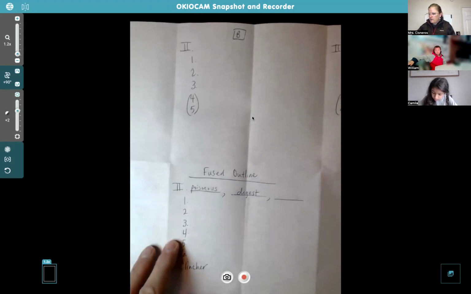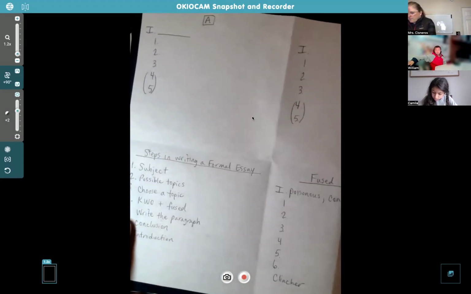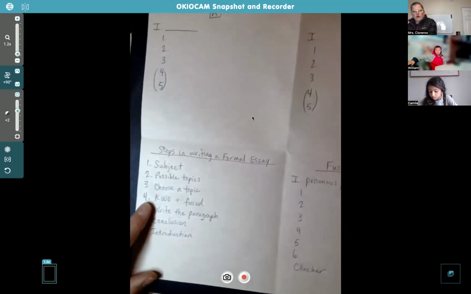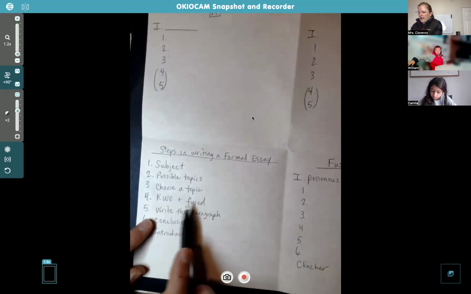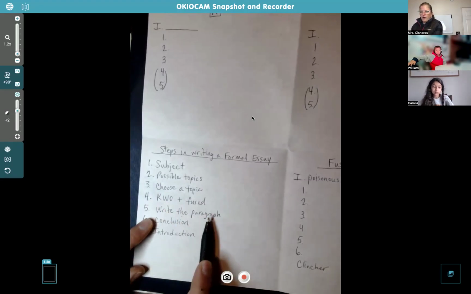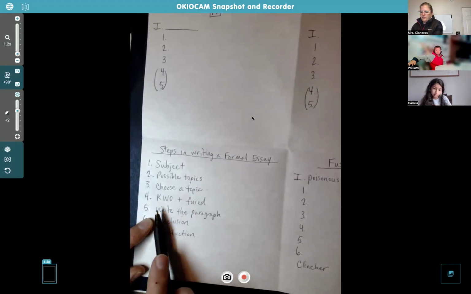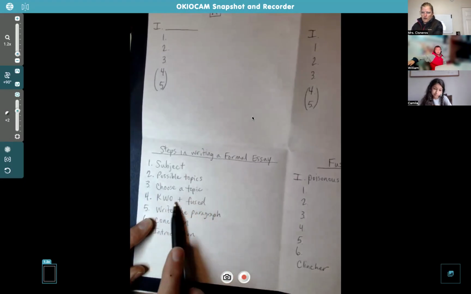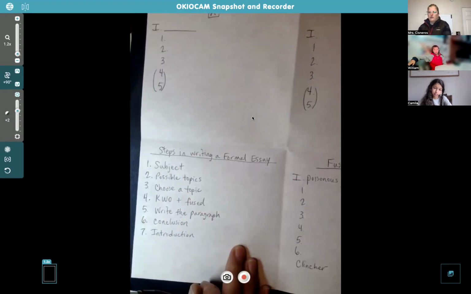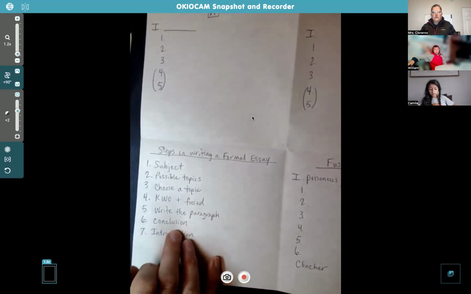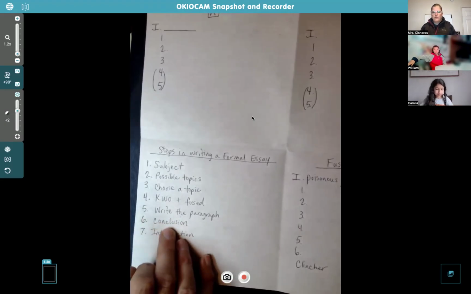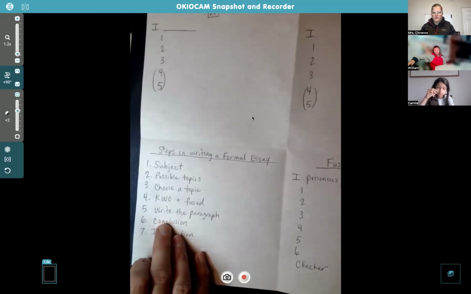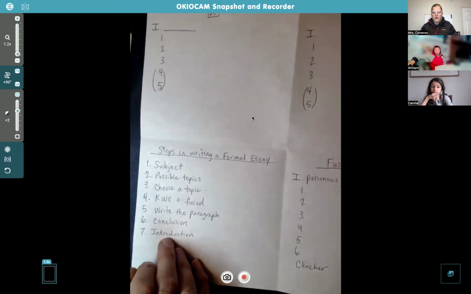Okay, so you're on step 4. So your homework is going to be step 4 and 5 for both Roman numerals 1 and 2. Keyword outline fused, write paragraph. Keyword outline fused, write paragraph. So we're going to do the conclusion and the introduction next week, so you don't have to worry about that part. You're only going to write the 2 paragraphs. Actually, we're going to write a 3rd paragraph next week, so don't worry about that though. Just write paragraphs 1 and 2.